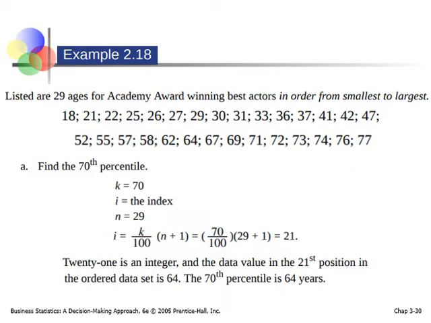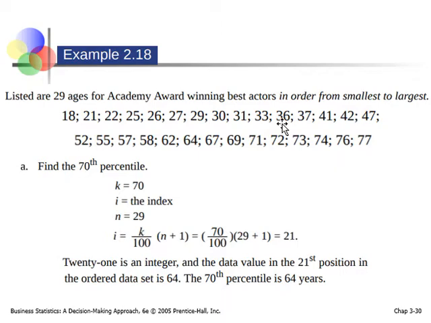So, here is an example. Listed are 29 ages for Academy Award-winning Best Actor in order from smallest to largest. These are the ages of all those nominated for Best Actor at the Academy Awards. This is basically our data set. Now, the problem is we want to find the 70th percentile. What data is at the 70%?